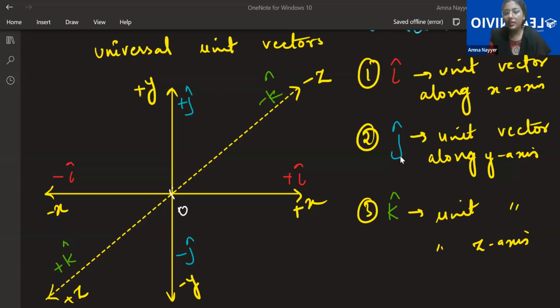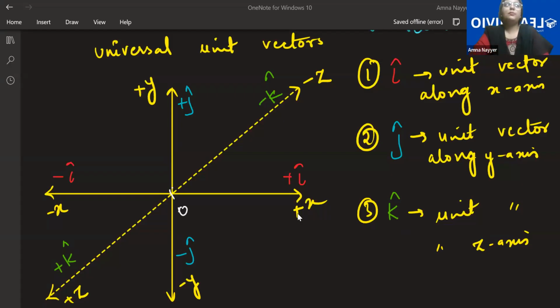Similarly, the letter J cap is used for the universal unit vector along the y-axis. Positive J cap above, negative J cap below. For the positive y axis use plus J cap, for the negative y axis use minus J cap. The Z axis is the outward axis, like this, a three-dimensional axis. So the universal unit vector used along the Z axis is K cap. For the positive Z axis, which is out of the screen towards you, it is plus K cap. Towards me, it is minus K cap.